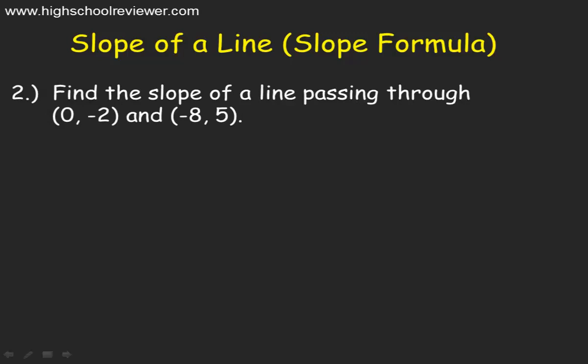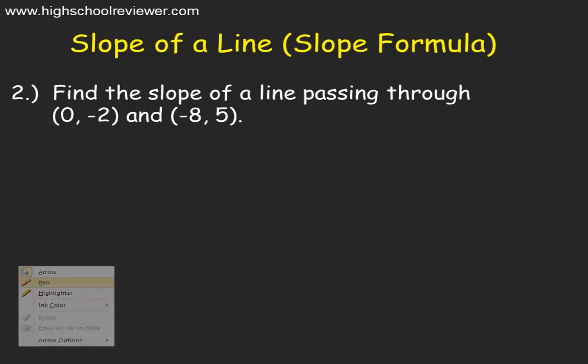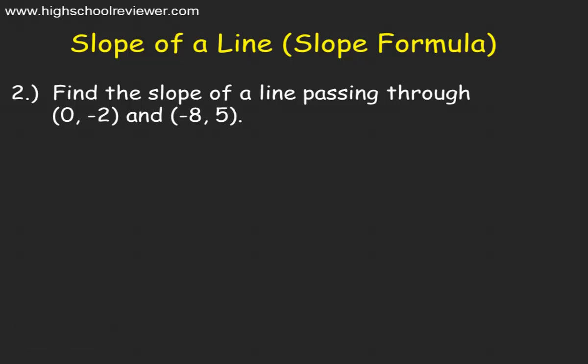Number 2. Find the slope of a line passing through points 0 and negative 2 and point negative 8 and positive 5. Again, we need first to find the values of x and y's of the 2 points. On our first point, 0 is our x sub 1 and negative 2 is our y sub 1. And negative 8 is our x sub 2, and positive 5 is our y sub 2.